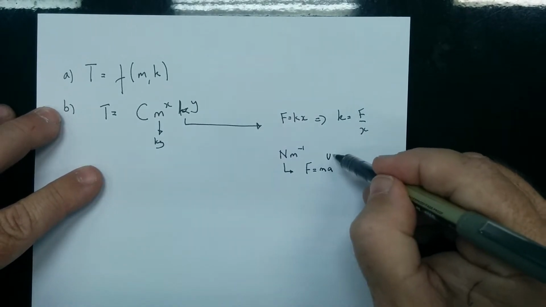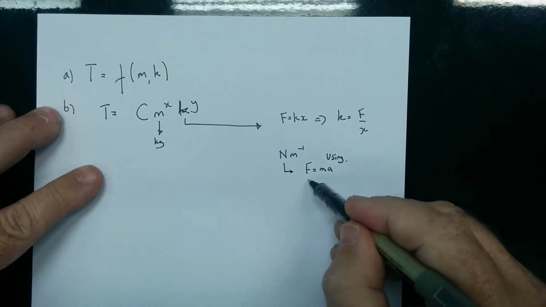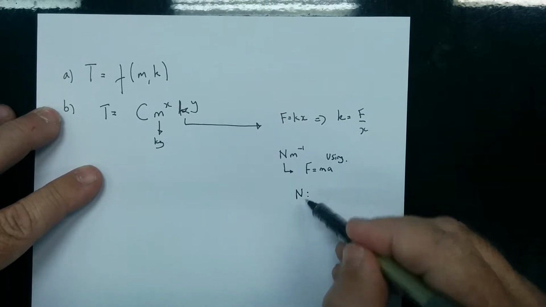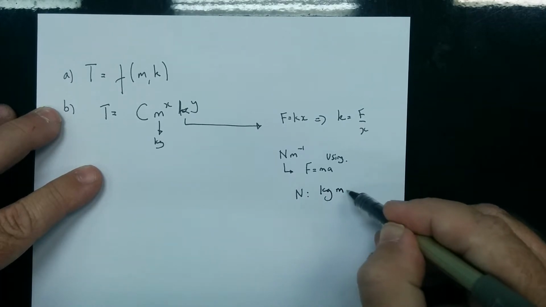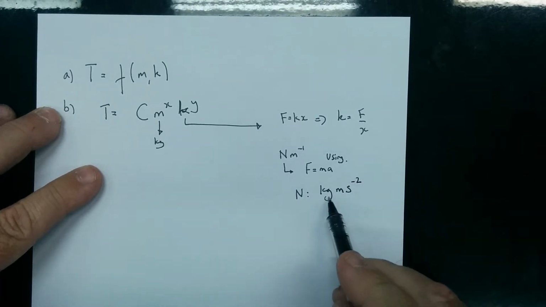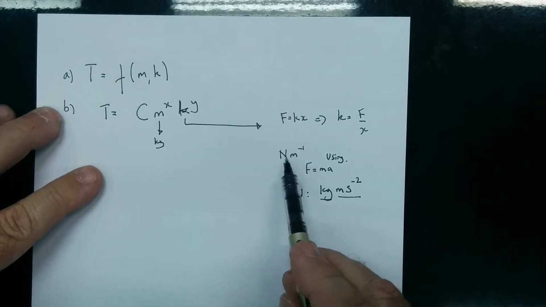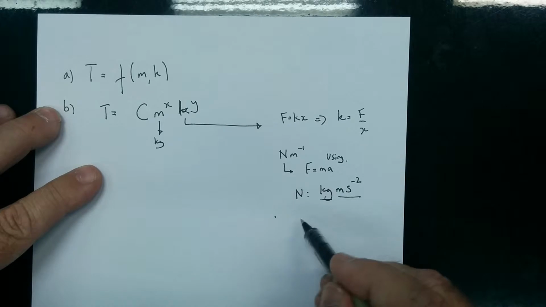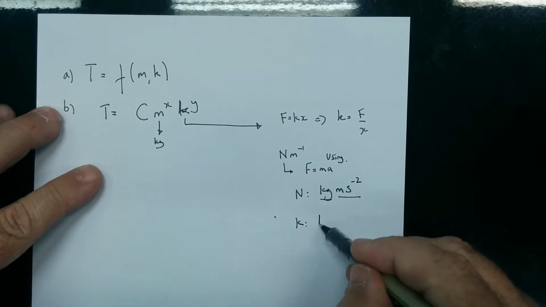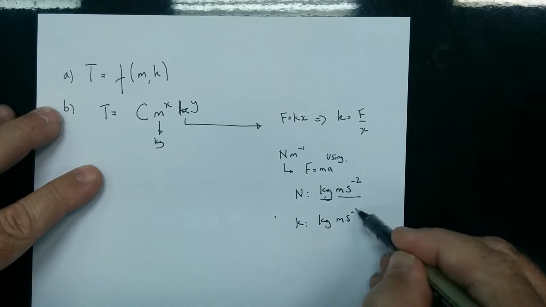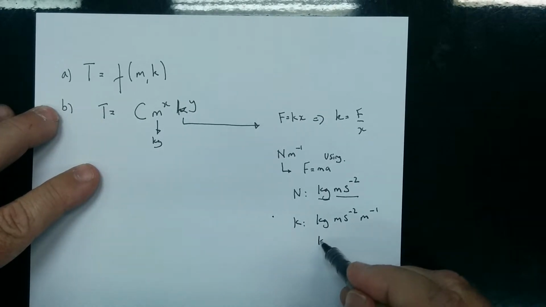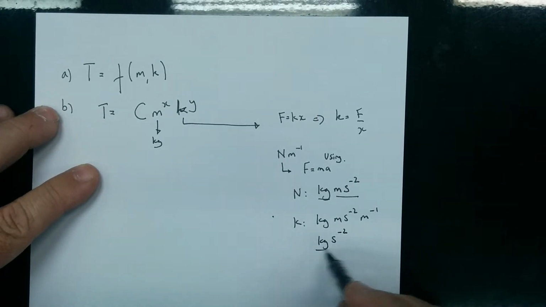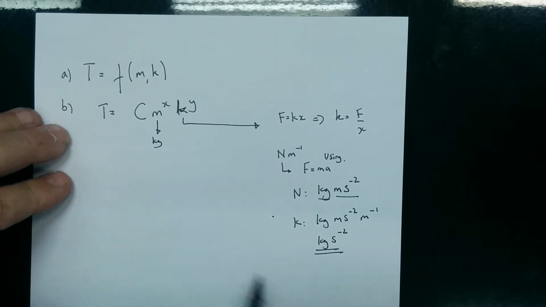So using F equals ma, the newtons, dimensionally, you can't really put equals, is kilogram meters seconds to the minus 2. Those are the units of acceleration, and that's the units of mass. Putting it back up here, k's units must be kilogram meters seconds to the minus 2, meters to the minus 1. The meters disappear, and you get kilograms seconds to the minus 2. So we're going to put that back up here.